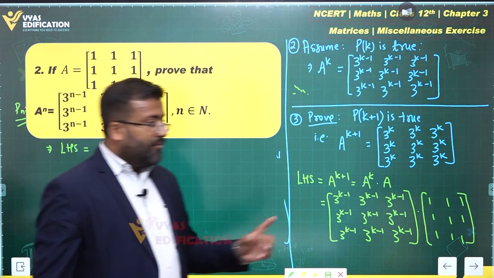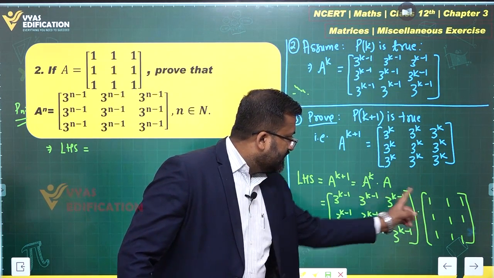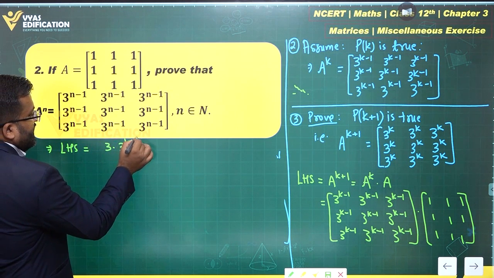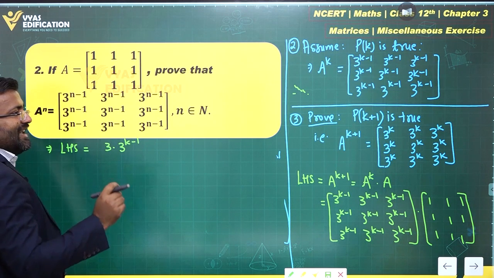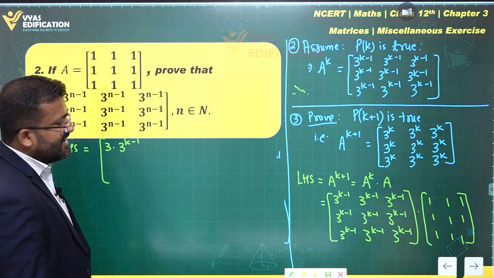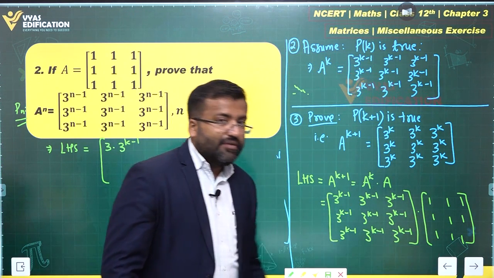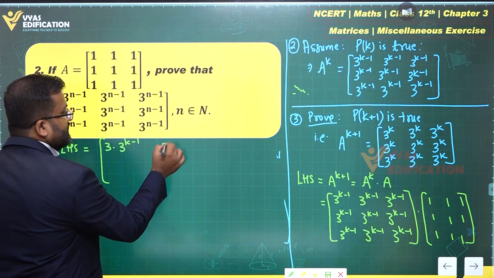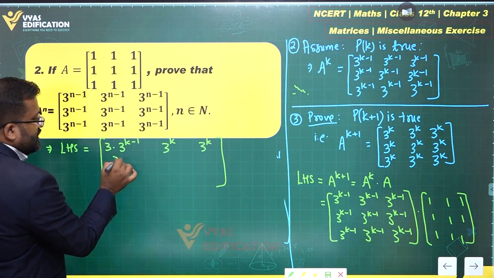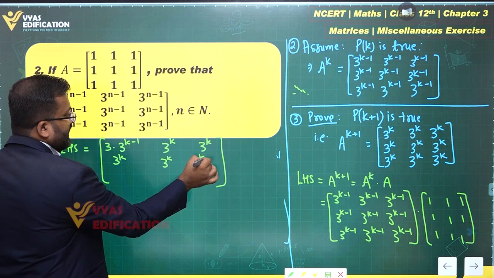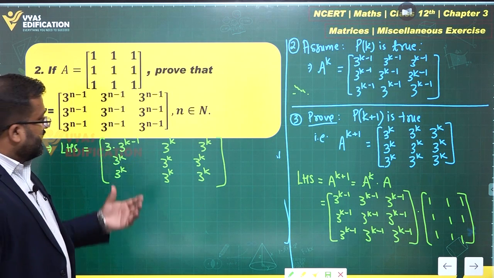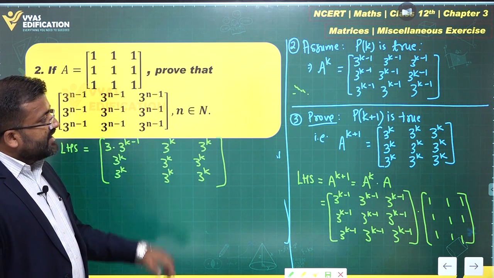LHS is equal to, multiply this first row with the first column. So, 3 power k minus 1 gets added 3 times. So, this is 3 times 3 power k minus 1, which can further be written as 3 power k, but we'll write it in the next step, not an issue. These 3 get multiplied with this 1, 1, 1, and we get the exact same thing, right? So, this is 3 power k minus 1 into 3, which is 3 power k. The other terms would also be 3 power k, all of these terms would be 3 power k, as you can observe. So, all the terms are 3 power k.